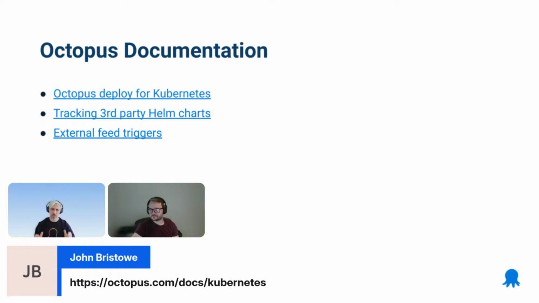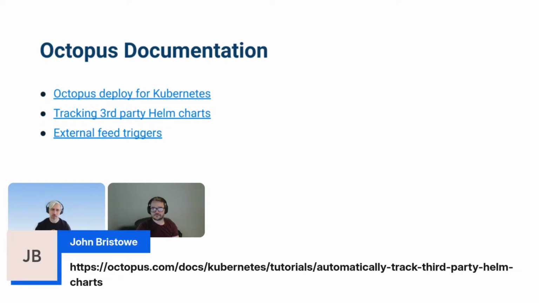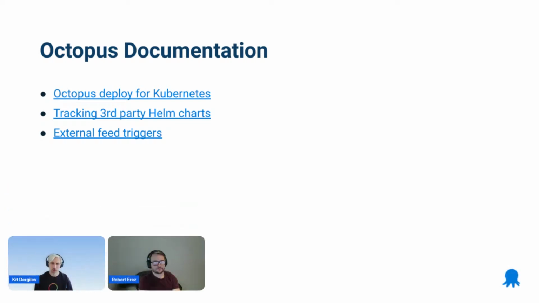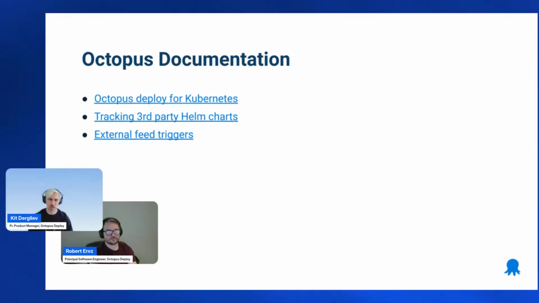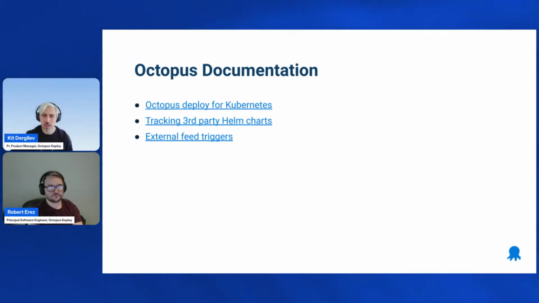You'll find there also 2 more articles. One of them is about how you can track third-party Helm charts. This is just a simple 101 guide, so you can simplify this configuration, and it's helpful for tasks like cluster bootstrapping. And finally, external feed triggers. This relatively new feature also has a page, and you'll find information there. So obviously, use the docs. You'll find way more information about all other features in Octopus.